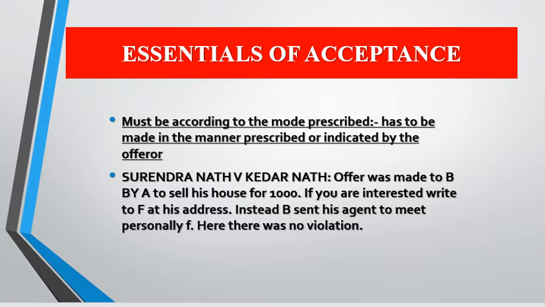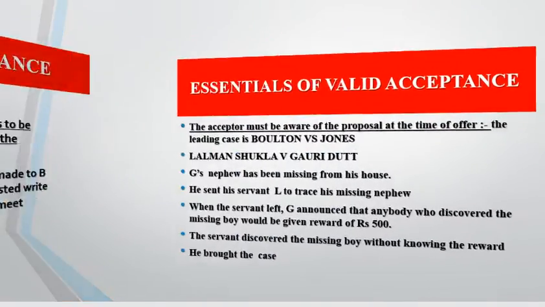The acceptance must be according to the mode prescribed, that is, it has to be made in the manner which is prescribed or indicated by the offerer. In the case of Surendranath versus Kedarnath, an offer was made to B by A to sell his house for ₹1,000. If you are interested, write to F at his address. Instead, B sent his agent to meet F personally. It was held there was no violation, so it is a valid acceptance.